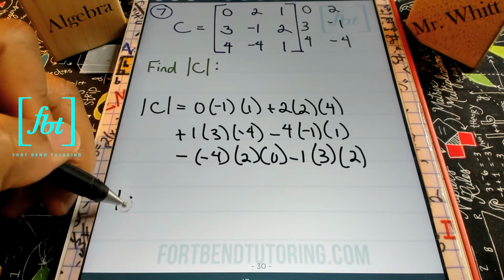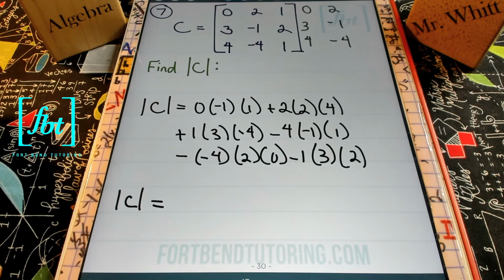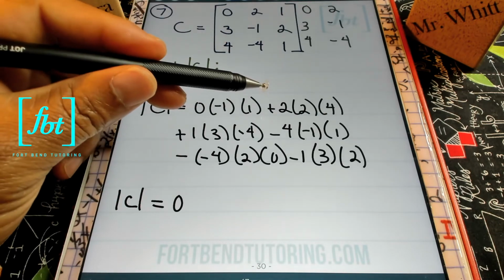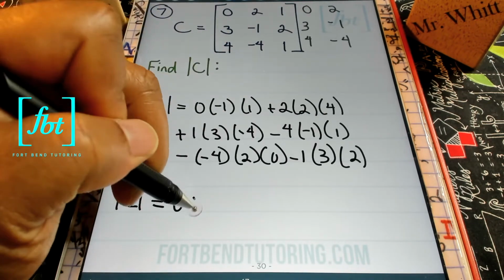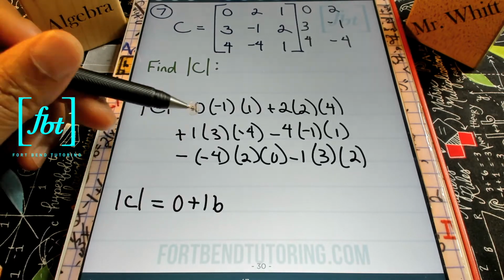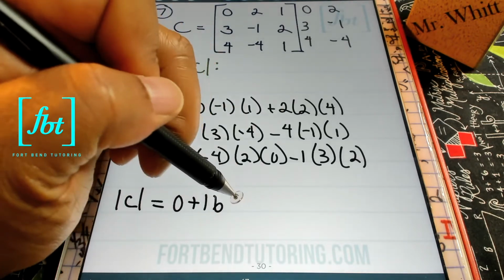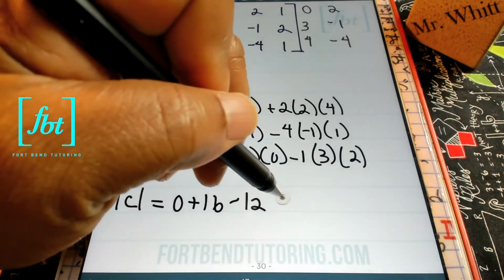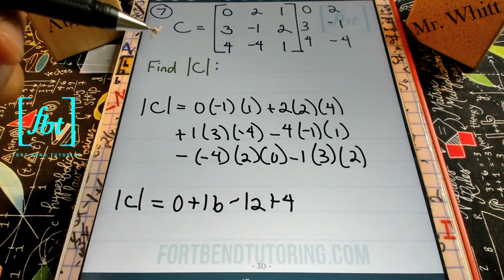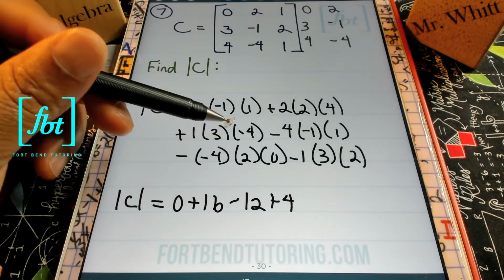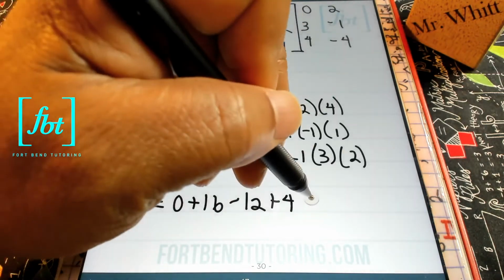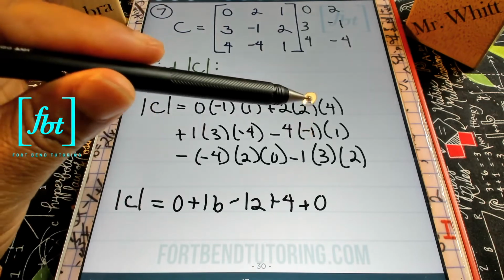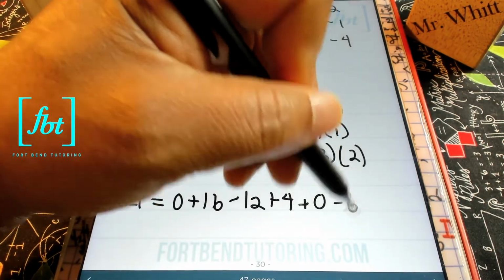Let's go ahead and find out what these products are, guys. We'll have 0 times -1 is 0. 0 times 1 is still 0. Then you'll have 2 times 2 is 4. 4 times 4 gives us 16. Then from there, we'll have 1 times 3 is 3. 3 times -4 is -12. Then you'll have -4 times -1 is +4. 4 times 1 is +4. Then you'll have the opposite of -4 is 4. 4 times 2 is 8, and 8 times 0 is just 0, guys. And then you'll have -1 times 3 is -3. -3 times 2 is -6.